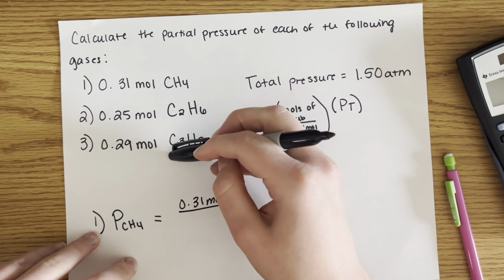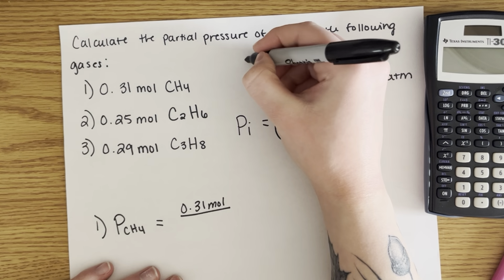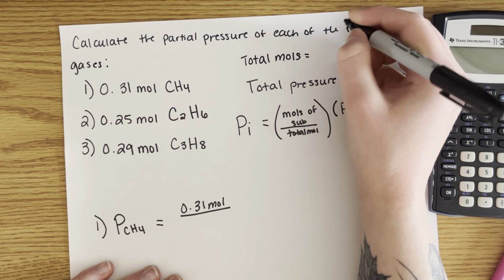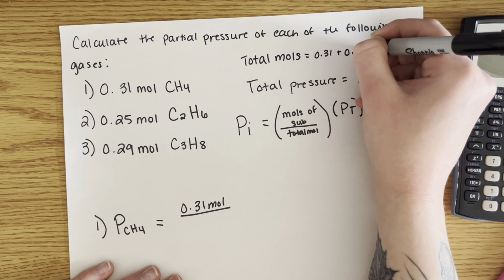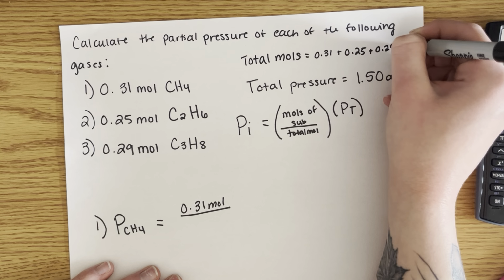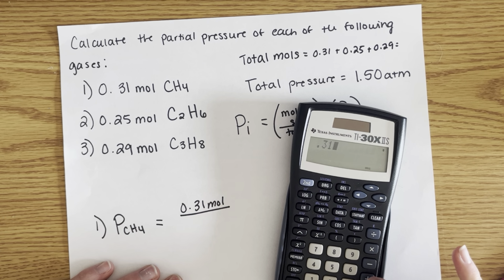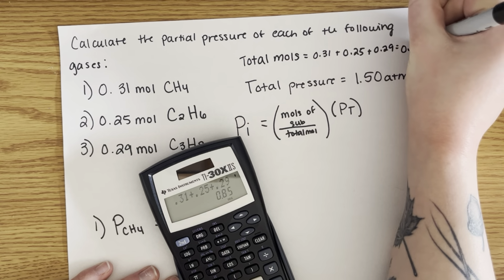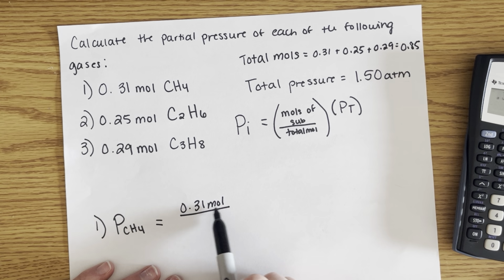the total. So the total, let's write this out. Our total mole value would be 0.31 plus 0.25 plus 0.29, right? So we'll plug that in. 0.31 plus 0.25 plus 0.29 gets us 0.85 total moles.